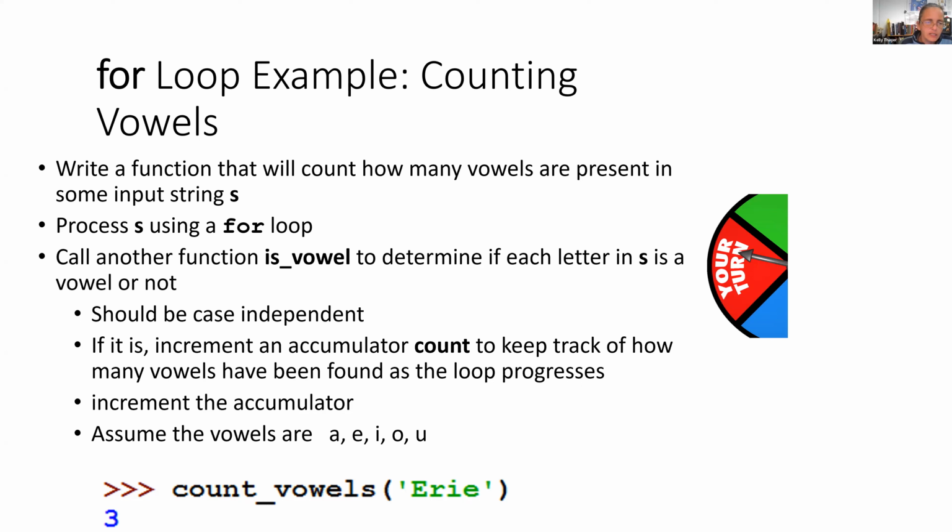If it is a vowel, it should increment an accumulator count to keep track of how many vowels have been found as the loop progresses. Assume that the vowels are a, e, i, o, and u. So if we do countVowels on Erie, there are 3 of them: 2 e's and 1 i, a capital and 2 lowercase.